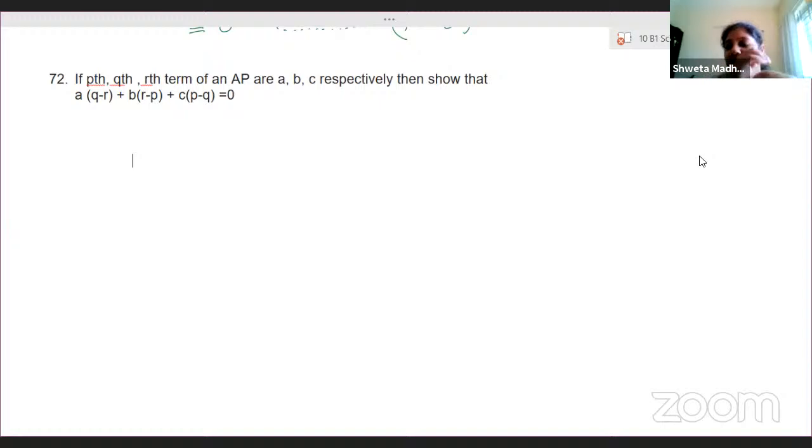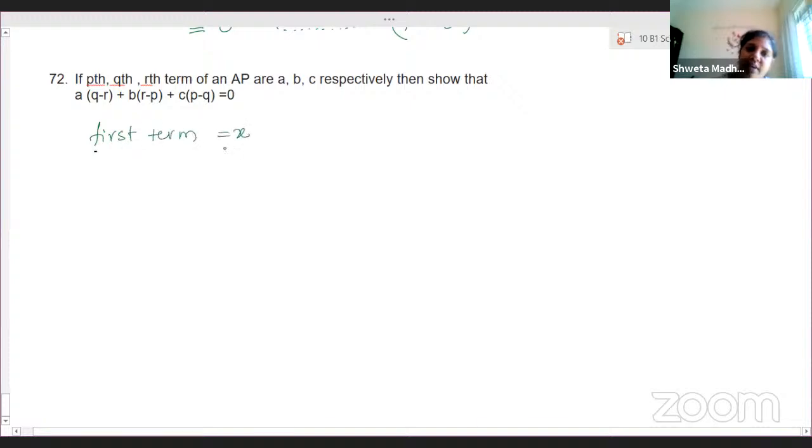Now here A is one of the terms. So we don't consider the first term as A, otherwise there will be confusion. To remove that confusion, we will consider X as the first term of this AP. So the first term is X, the pth term is A, the qth term is B, and the rth term is C.